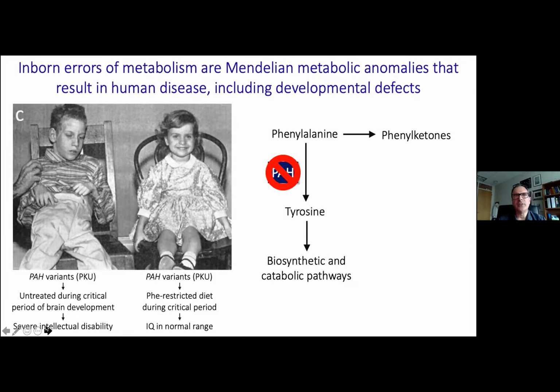But the younger sister was treated with a diet low in phenylalanine from birth, and remarkably, she has a normal IQ. So here's an example of an extreme developmental phenotype originating from a mutation in a single enzyme, and the phenotype is mitigated by resetting the metabolic state through diet.